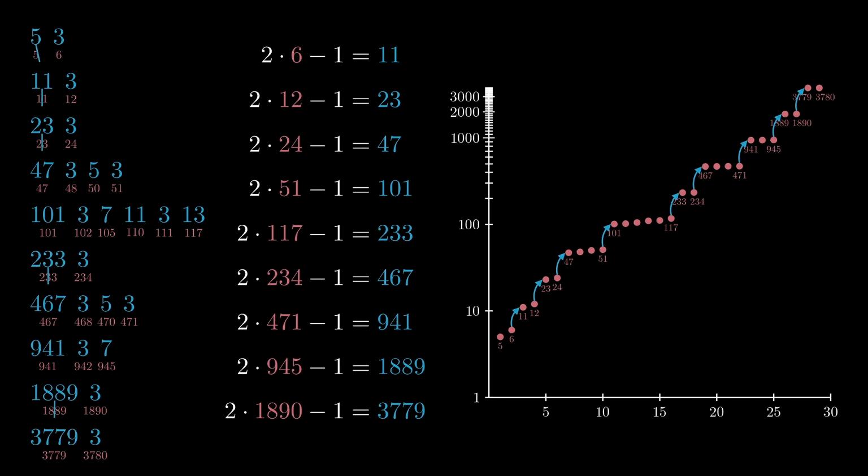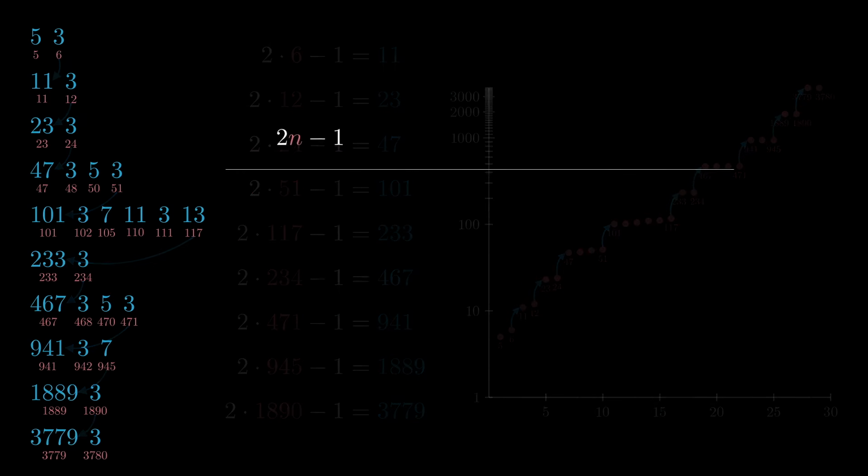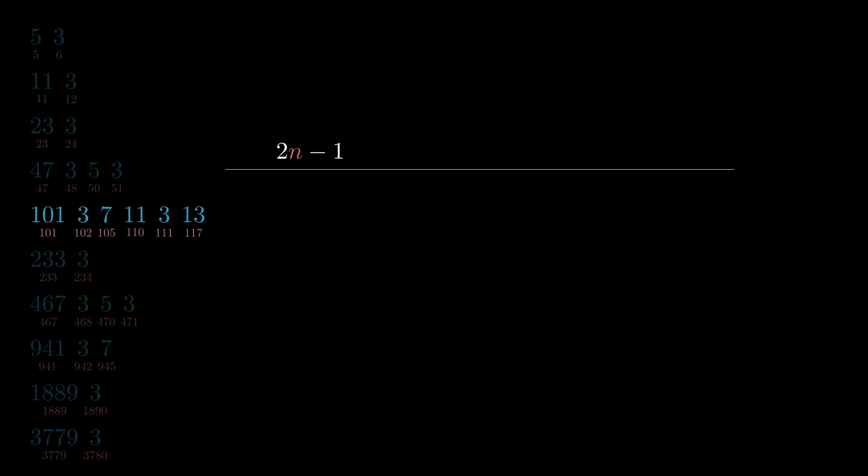It's not that the first prime in a cluster comes from an earlier prime, it comes from the index of the previous prime. Specifically, the first prime in each cluster is 2n minus 1, where n is the index of the previous prime. What about within a cluster? Let's take a look at this big cluster, beginning with 101.